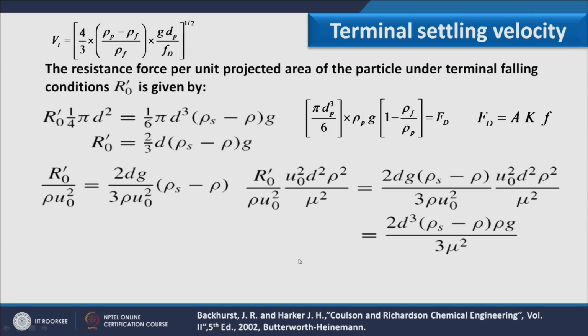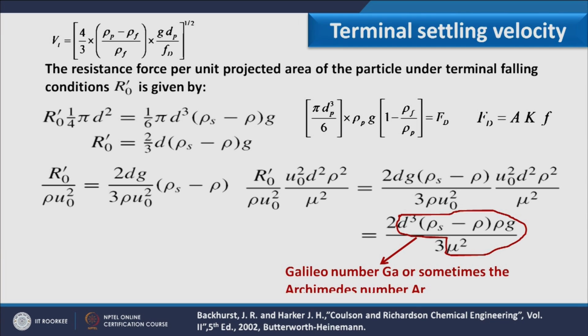Now, if you consider this particular set which we have encircled, that is d cube, rho s minus rho, into g, by mu square, this expression we have denoted with the Galileo number, that is Ga, or sometimes we also call it the Archimedes number, Ar.